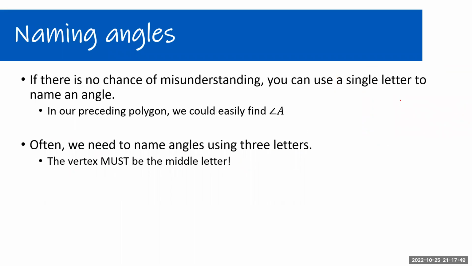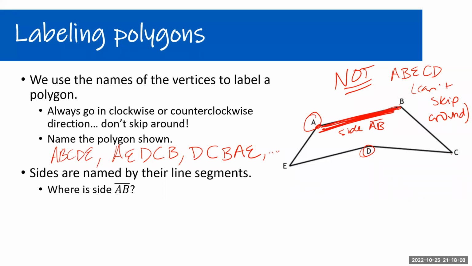Now I've already hit on this a little bit, but remember that you can name an angle by 3 points: a point on one ray, the vertex, and then a point on the other ray. But as long as there's no chance of misunderstanding, you can name an angle just with its vertex, okay? So in that earlier polygon right here, angle A is very clearly this angle. There's no other angle it could be. Angle C is very clearly this angle. There's no other angle it could be.